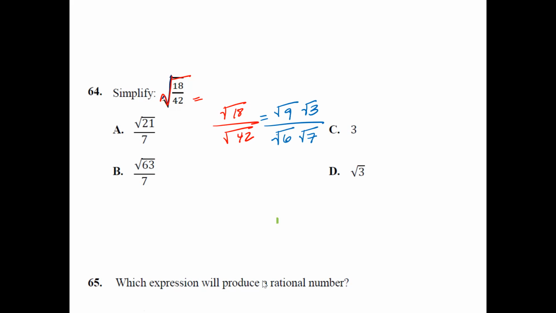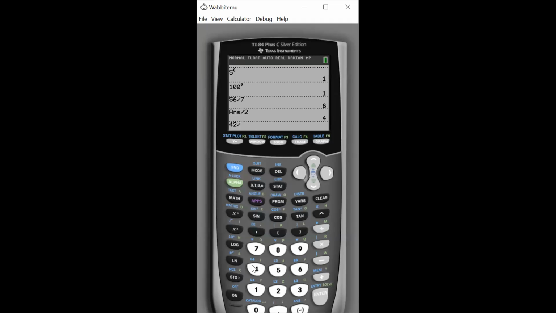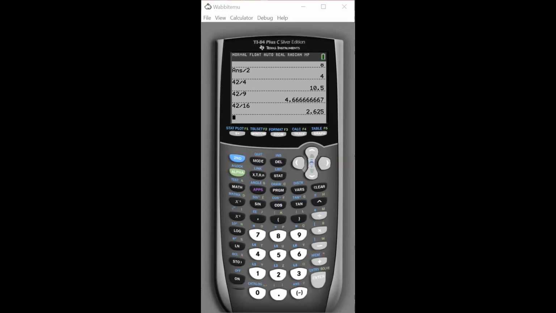So let me think here. Let's try my calculator. 42 divided by 4 is a perfect square root. Oh, but it gives me a decimal, so that's not gonna work. 42 divided by 9, still a decimal, not gonna work. 42 divided by 16. Nope, all of those numbers are not going to work. So I'm kind of stuck at this point, but that's okay. I know 6, I can break it down to a 3 and a 2, right? That's what I'm gonna break it down to, okay? So let's just see where we end up.